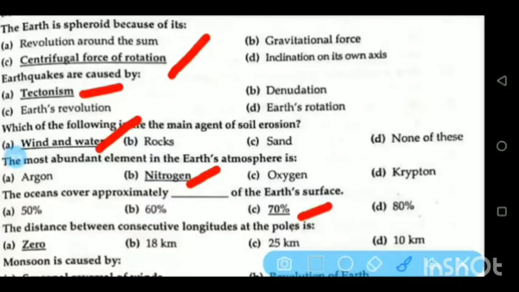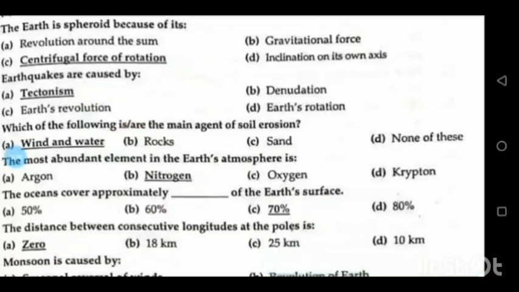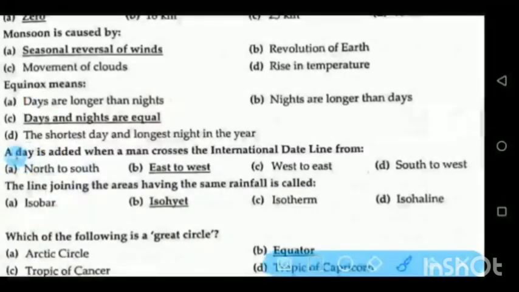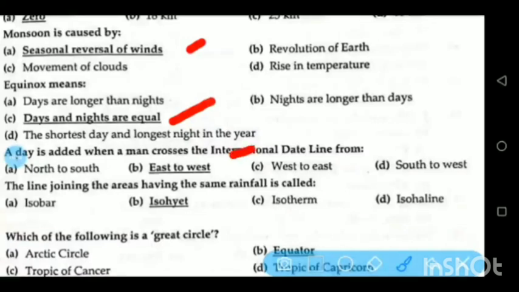The distance between consecutive longitudes at poles is 0. Monsoon is caused by seasonal reversal of winds. Equinox means days and nights are equal. A day is added when a man crosses the international date line from east to west. The line joining the areas having the same rainfall is called isohyet.